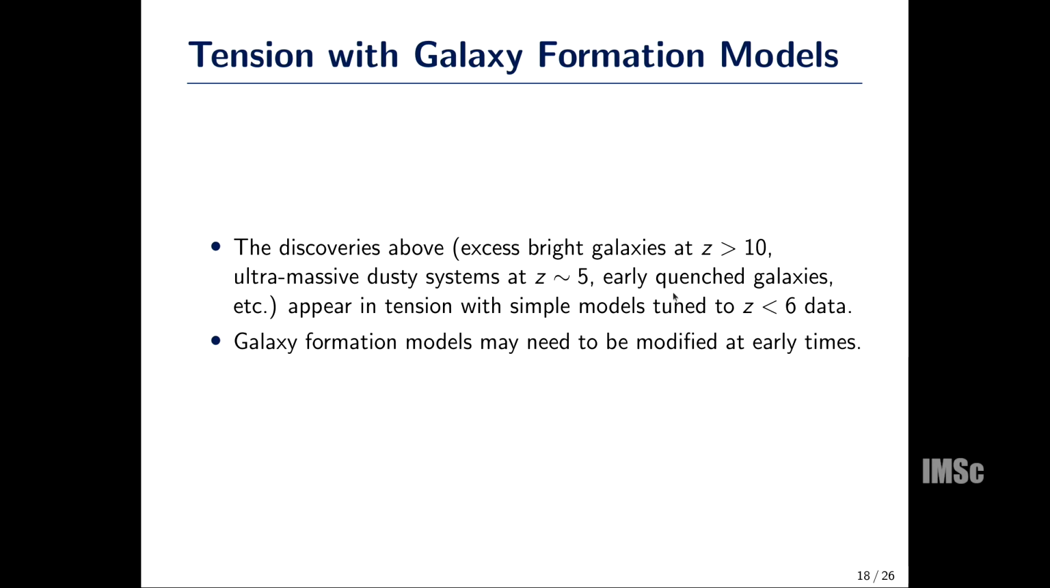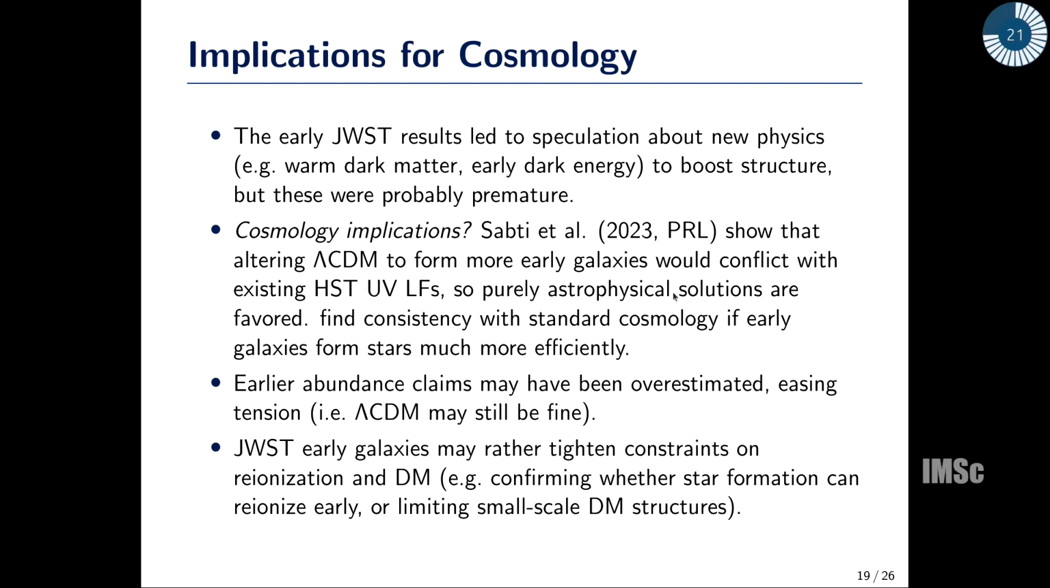So these early quenched galaxies, these ultramassive dusty systems at redshift 5, all of these appear to be in tension with simple models that have been tuned with HST data. And obviously galaxy formation models will need to be modified for these early epochs. So initially there was a lot of talk about new physics, but these were probably premature for the reasons that I tried to describe. So what are the present implications to cosmology?